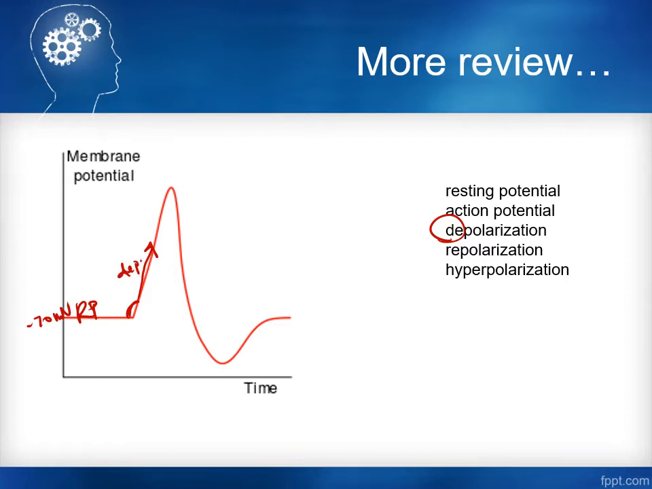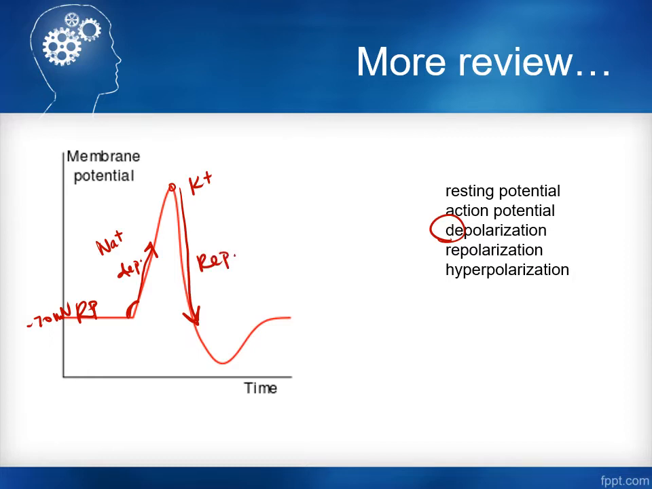And this is when, remember, the sodium channels open. Sodium rushes into the cell. Here we're going to have our sodium channels close and potassium channels are going to open. Potassium inside the cell is going to leave, and that's going to cause the cell's charge to go back down.